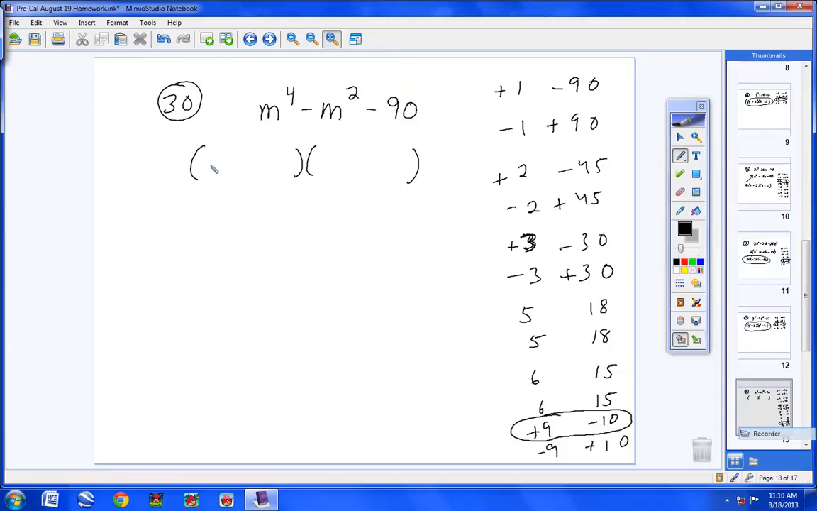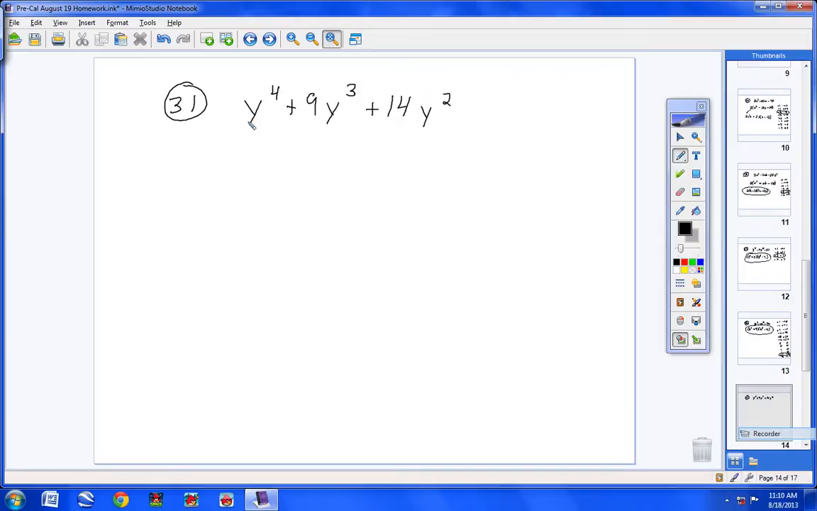It's m to the 4th. So I'm going to put m squared, and then for -90, there's no variables or letters with it. I'm just going to put a +9 and a -10. There we go. Factor that and moving on. Let's take a look at number 31.